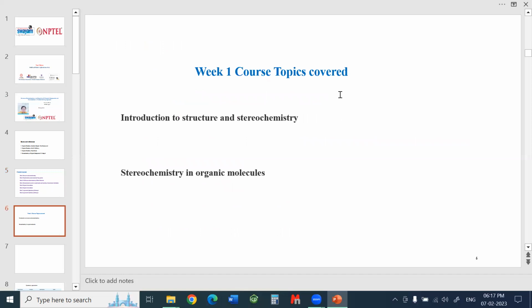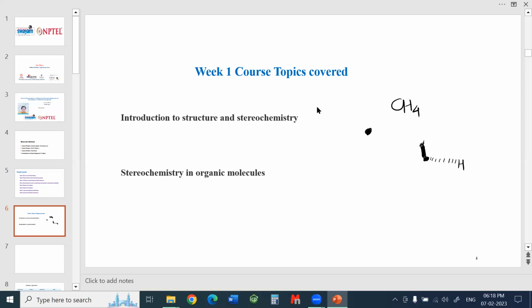So in the first week, what are the topics covered? In the first week, we have seen the introduction to structure and stereochemistry. What does stereo mean? Stereo means the arrangement of the different groups. Suppose this one is the center, and the three-dimensional arrangement of the different attached groups around some center or some point. Suppose we can see the methane molecule, which contains the carbon and the 4 hydrogens. This central carbon has the four hydrogens attached in 4 different directions.